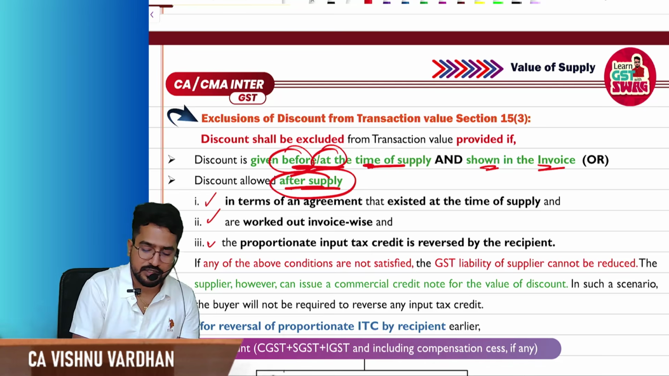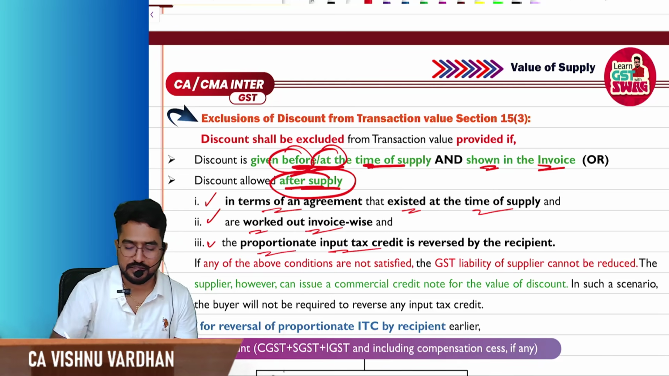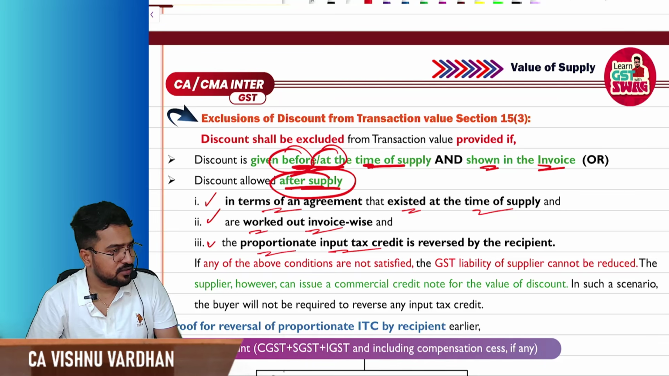So what are the conditions, sir? It should be as per the terms of the agreement already existing at the time of supply, sir. Worked out invoice-wise, sir, and proportionate ITC to be reversed. Do you remember these things, sir?